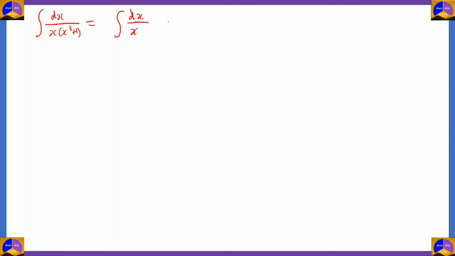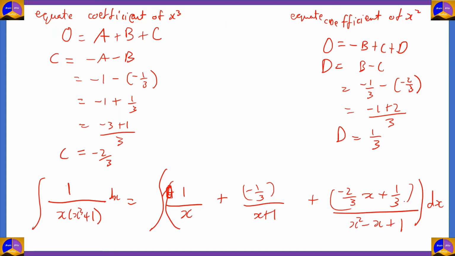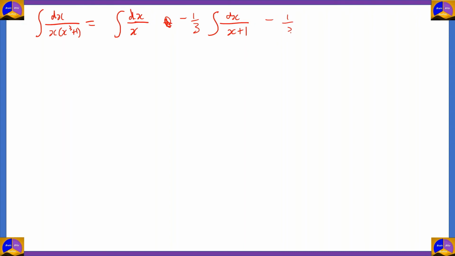by x plus, but instead of plus, we have a minus 1 by 3 already. Let's pull it out. So minus 1 by 3 times integral of dx divided by x plus 1. And then in this term, which is minus 2 by 3x plus 1 by 3, let's pull minus 1 by 3 outside. So minus 1 by 3 times the integral of 2x minus 1 dx divided by x squared minus x plus 1.